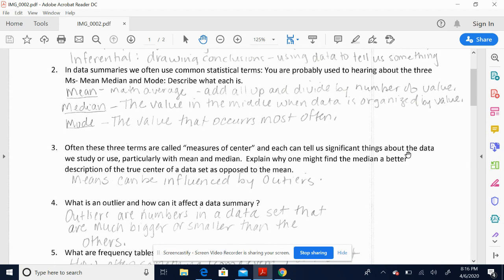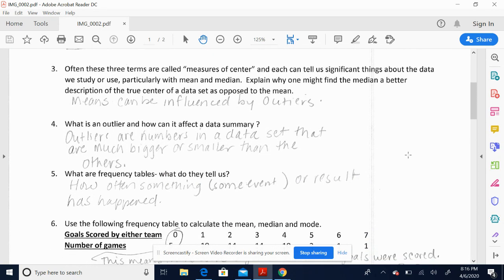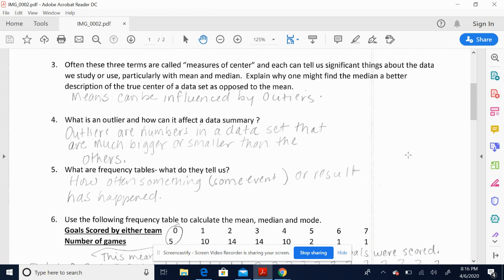We talk about these as measures of center, kind of where the middle of the data is. Most of the time, that's kind of what we want to know. Mean and median being where our focus usually lies. Median, most of the time, ends up being chosen as a better description of the center, mostly because it's not influenced by outliers. Now if you don't know what outliers are, they're numbers in a data set that are much bigger or smaller than the others.